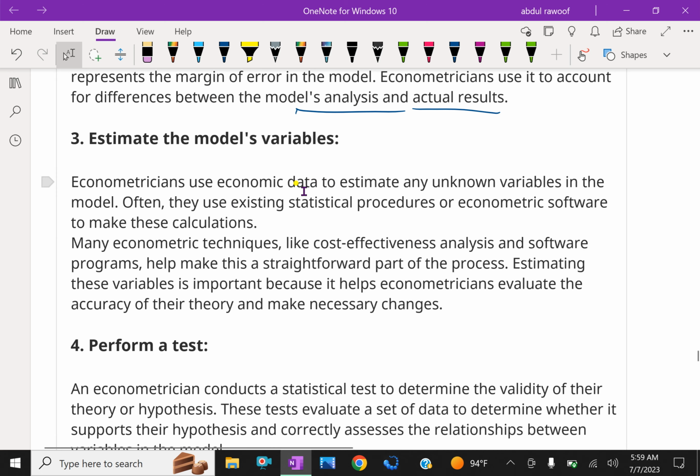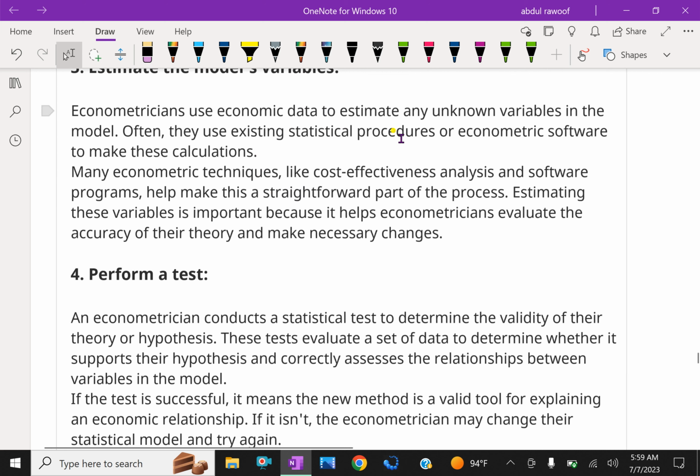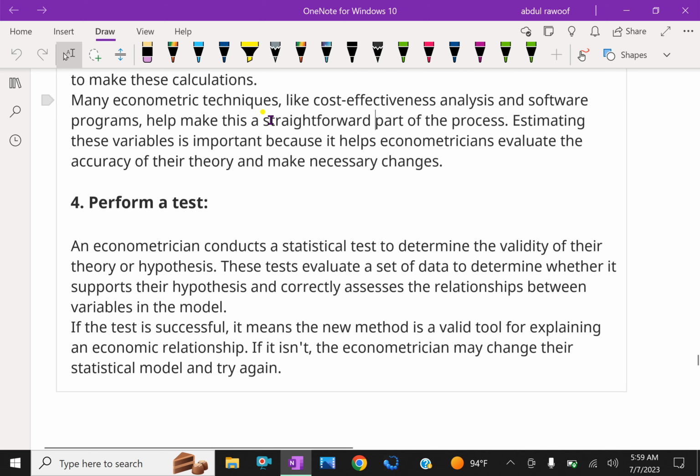Estimate the model's variables. Econometricians use economic data to estimate any unknown variables in the model. Often they use existing statistical procedures or econometric software to make these calculations. Many econometric techniques, like cost effectiveness analysis, and software programs help make this a straightforward part of the process. Estimating these variables is important because it helps econometricians evaluate the accuracy of their theory and make necessary changes.